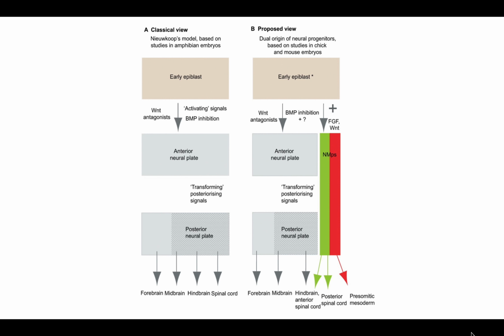In the anterior portion of the epiblast, Wnt inhibitors and BMP antagonists work together to create the anterior neural plate. However, different from the old model, there is also Wnt and FGF present in the posterior epiblast that generates neuromesodermal progenitor cells. In both models, the anterior neural plate goes through posteriorizing signals that subdivide the plate into forebrain, midbrain, and hindbrain. Notably, the new model does not include a transformation of the anterior neural plate into the spinal cord, as the spinal cord is formed from the neuromesodermal progenitors.